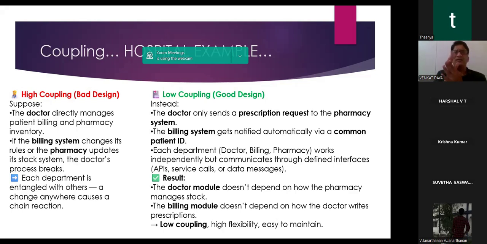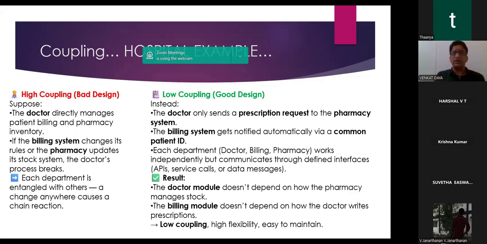Just the doctor sends a prescription request. Bingo, send the message to the pharmacy system. It checks whether the prescription is available or not. Okay, if it is available, that gets into the billing system, which gets automatically notified through a patient ID. Say the patient is Venkat. So whatever the Venkat ID, it just goes to the prescription, and then pharmacy, and then from pharmacy, after it is delivered, it goes to the billing system. Then payment is being made.